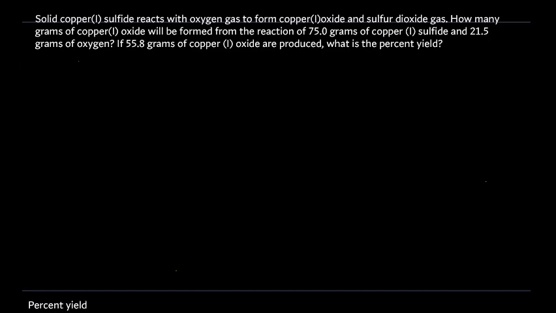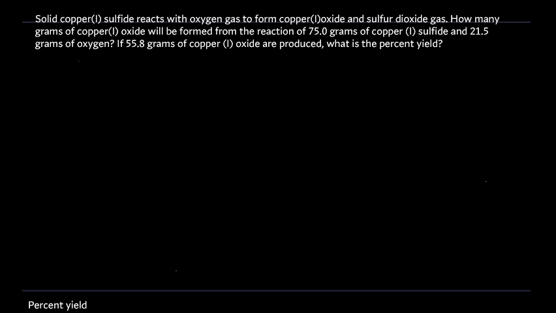Solid copper 1 sulfide reacts with oxygen gas to form copper 1 oxide and sulfur dioxide gas. How many grams of copper 1 oxide will be formed from the reaction of 75 grams of copper 1 sulfide and 21.5 grams of oxygen? If 55.8 grams of copper 1 oxide are produced, what is the percentage yield?